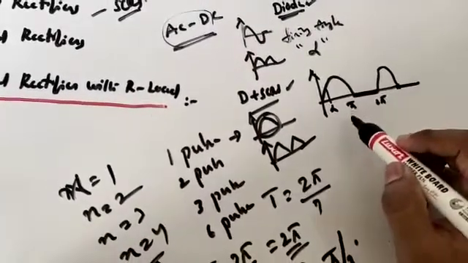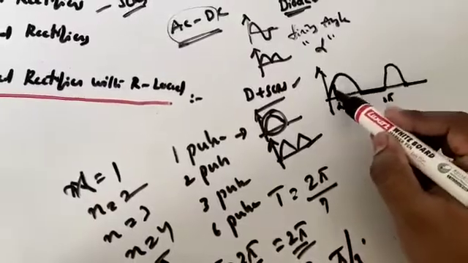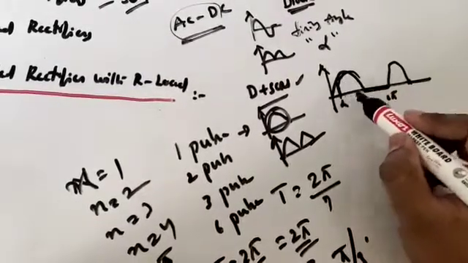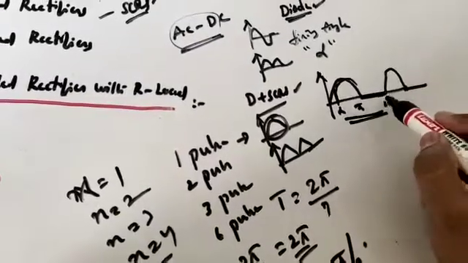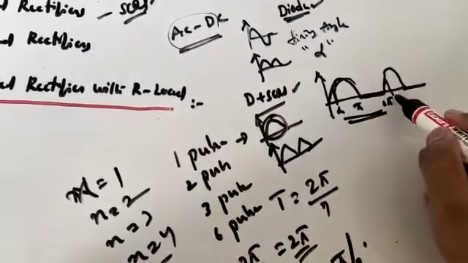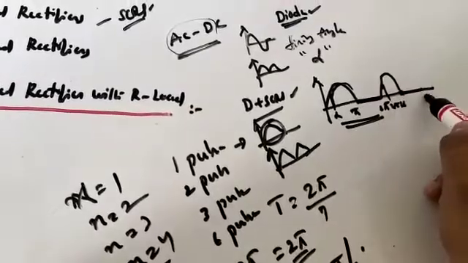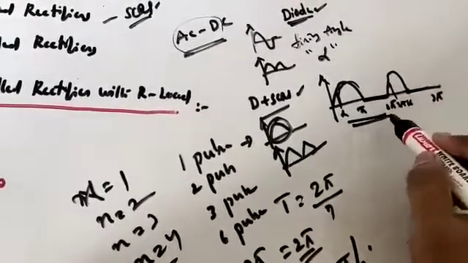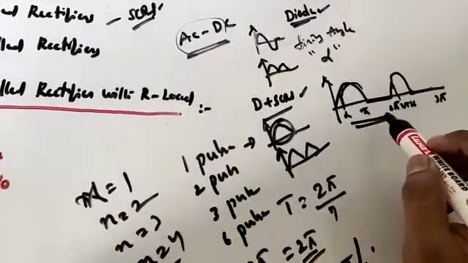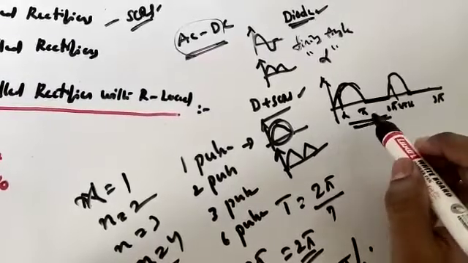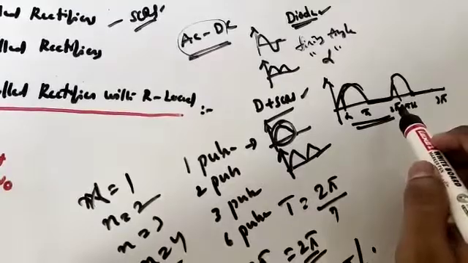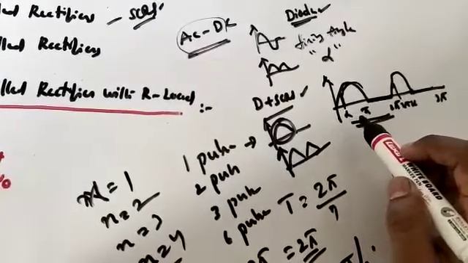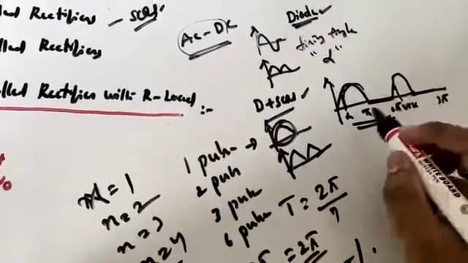The time period can be defined as follows. From this particular position you are going to get the output. From alpha to 2 pi you are going to get one cycle, one output. From 2 pi plus alpha to 3 pi you are going to get another. That means what will be the time period? Your time period is nothing but 2 pi plus alpha minus alpha, which is 2 pi.